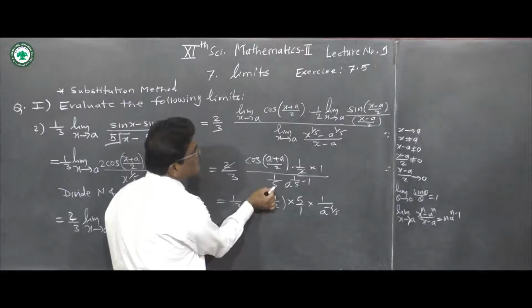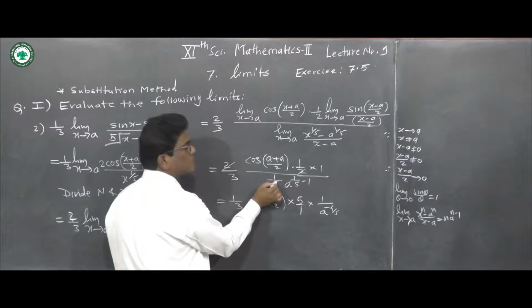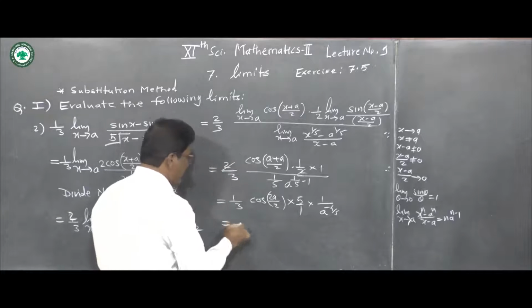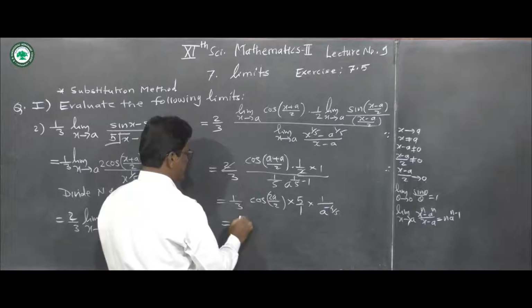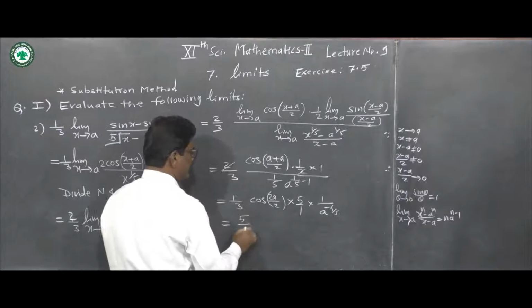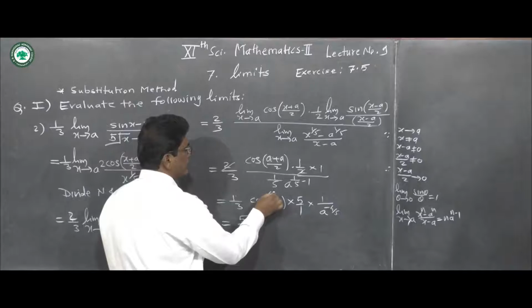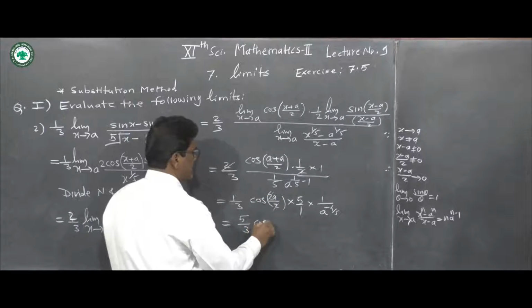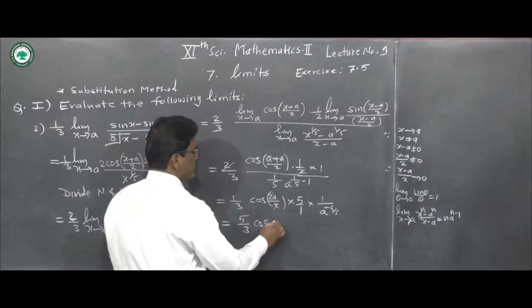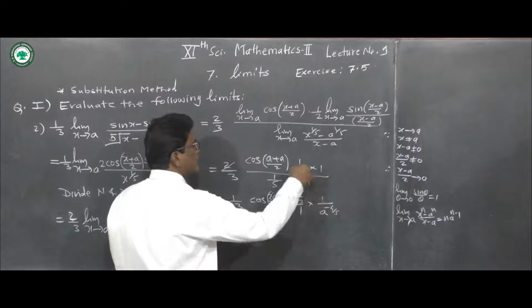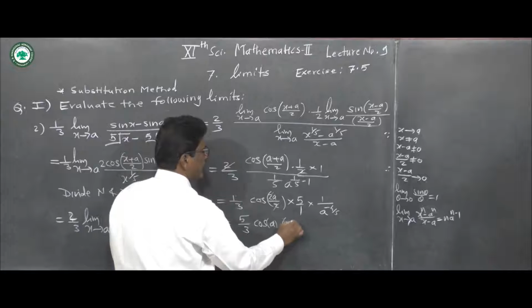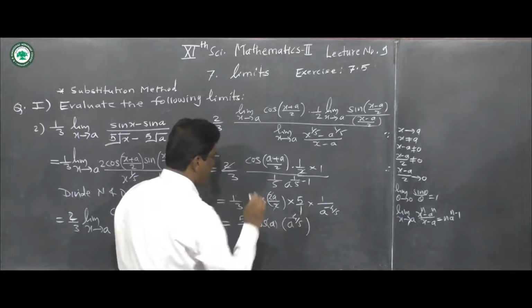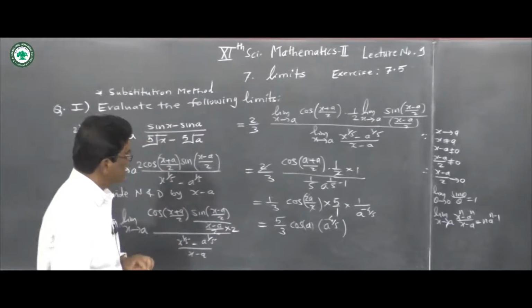Here we write this 1 upon 5 as 5 upon 1, and so it is equal to 1 upon 3 into 5 upon 1. 1 into 5 that is 5, upon 3 into 1 that is 3. Here this 2 and 2 get cancelled, so it is cos of a, and here take this a to the power minus 4 by 5 in the numerator, we get a to the power plus 4 by 5. So this is the final solution for this problem.